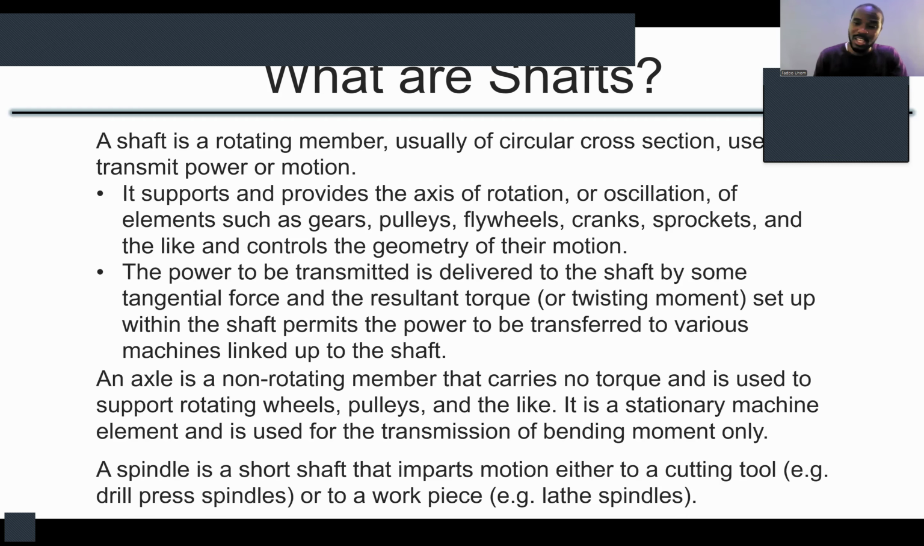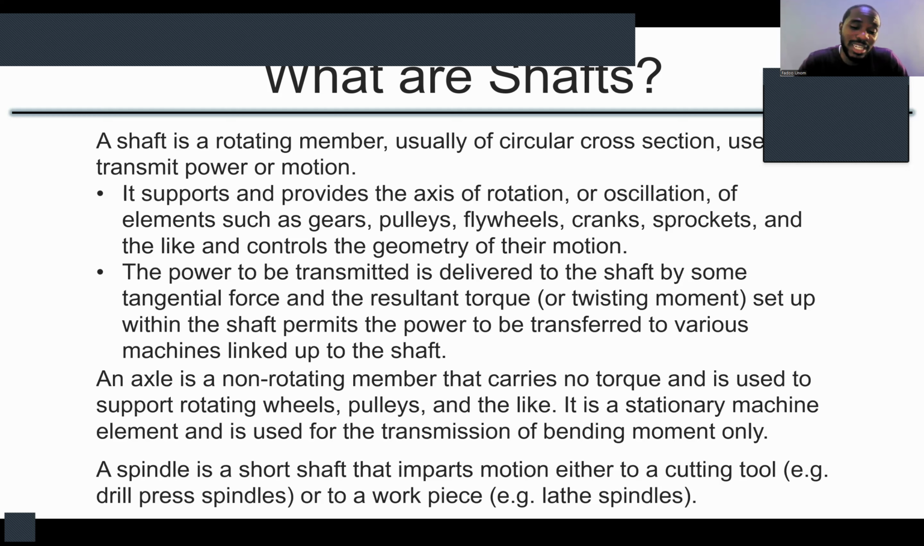So let's know that. For a shaft, the shaft carries torque and transfers that torque to the gears or pulleys, and then those in turn transfer the torque to another gear or to another pulley, and the process of transmission continues. A spindle is actually a shaft, but it's a very, very short shaft that usually imparts motion to either a cutting tool or a workpiece. So if you have a rotating member that is very short and its function is just to transfer motion to a cutting tool or to a workpiece, then that's a spindle.